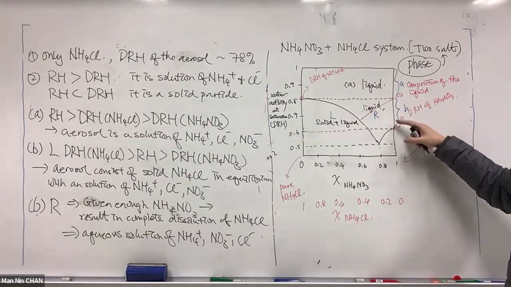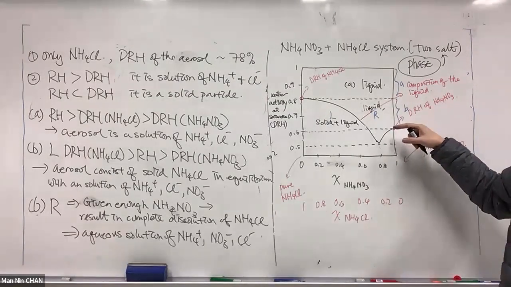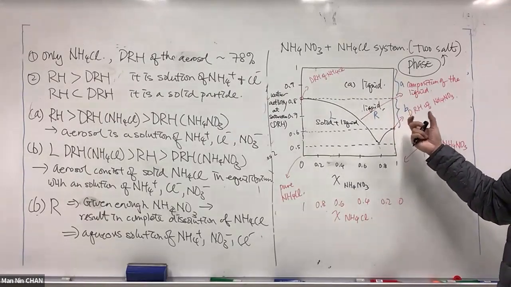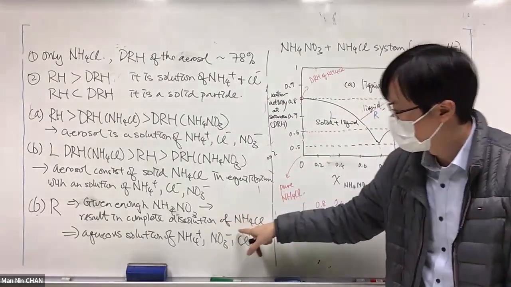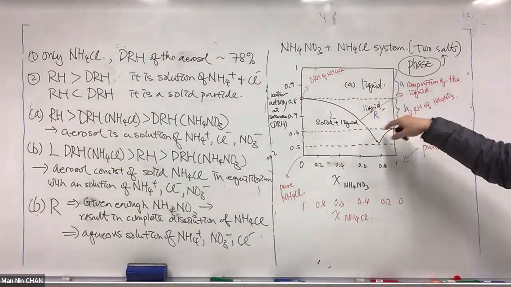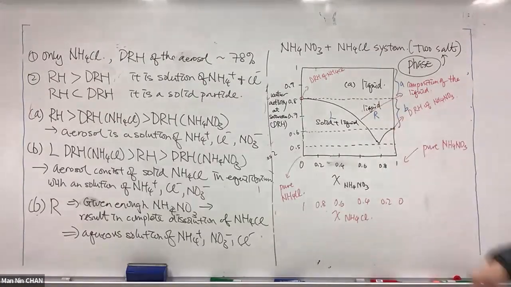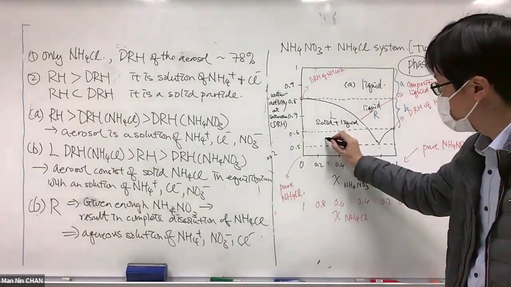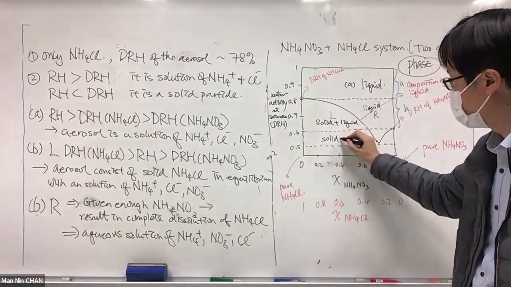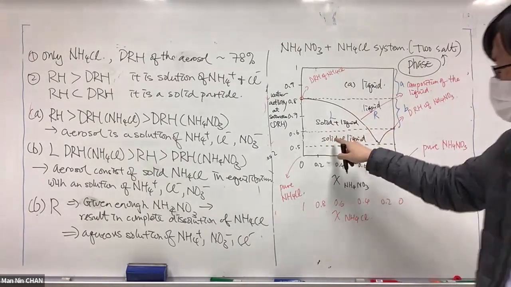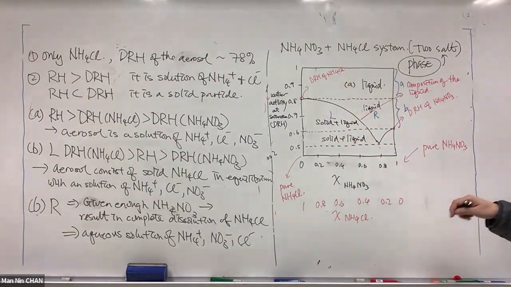Because you have a lot of ammonium nitrate, and it dissolves in water, it can provide the water to dissolve the solid ammonium chloride if present. So in this case, here is also the liquid. You can follow the same lines here. You always notice that on the left-hand side of the line, you always have the liquid or solid.